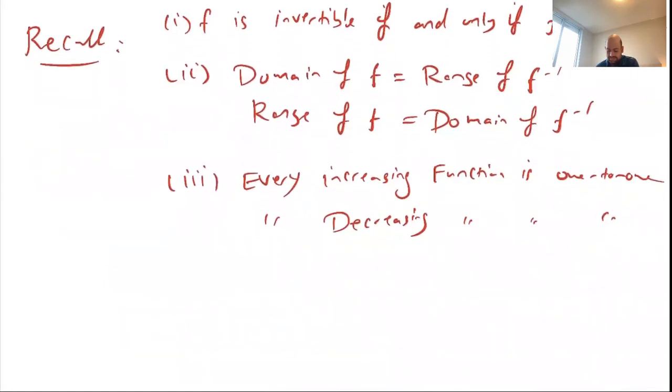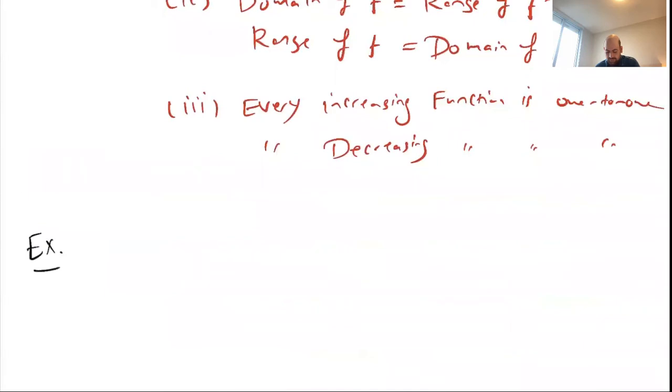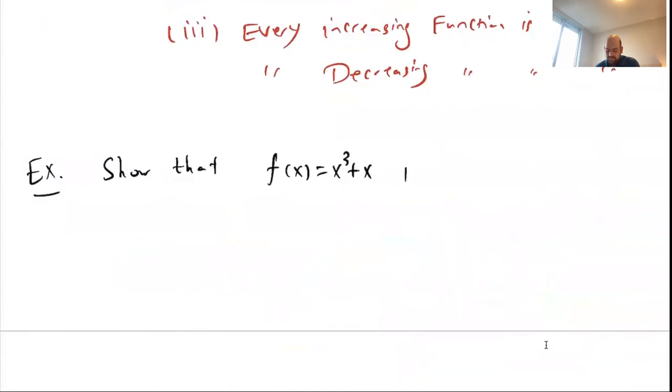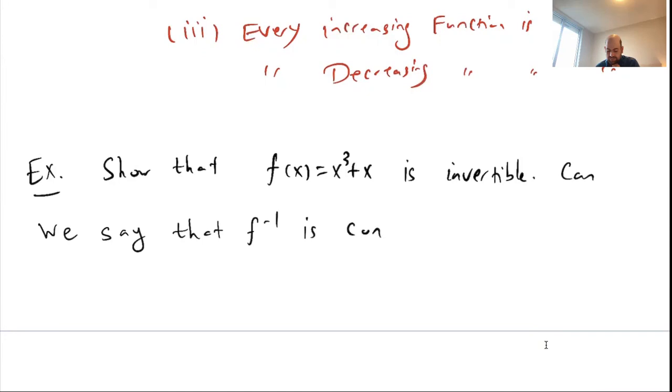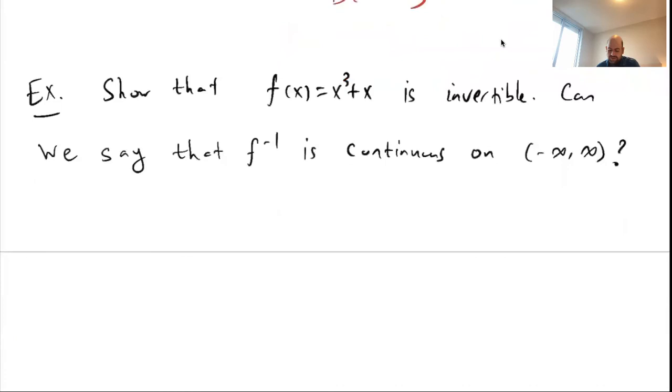So let's look at an example and show that f of x equals x cubed plus x is invertible, and also, let's say, can we say that f inverse is continuous on minus infinity to infinity? Okay, so first of all, why is this function invertible?